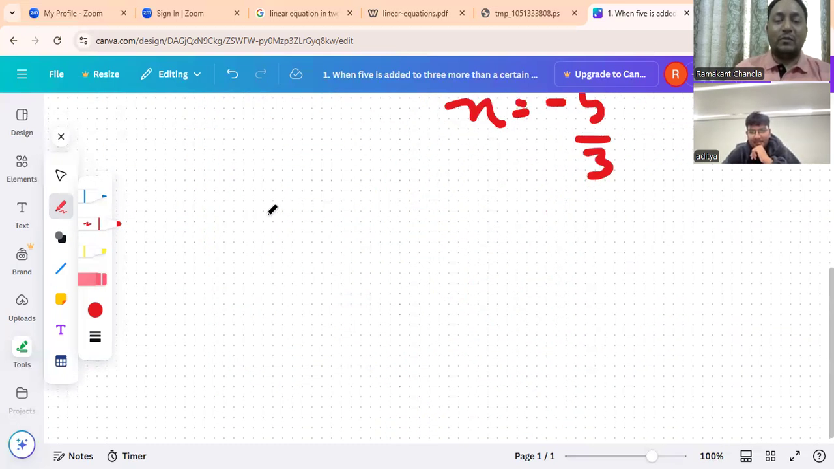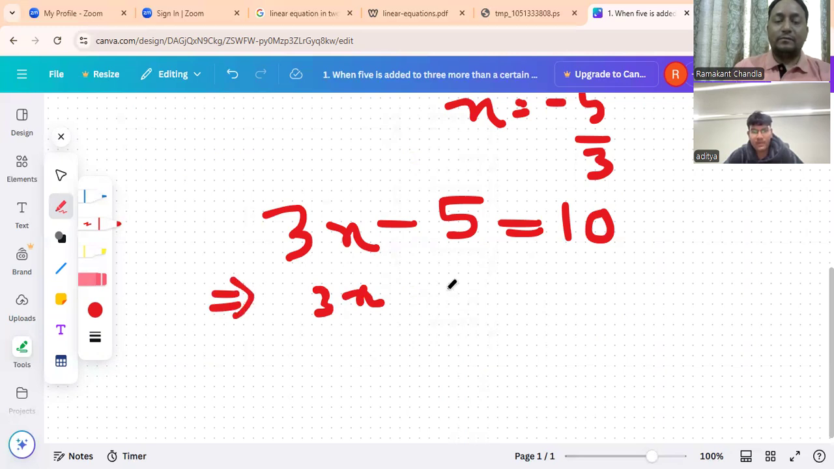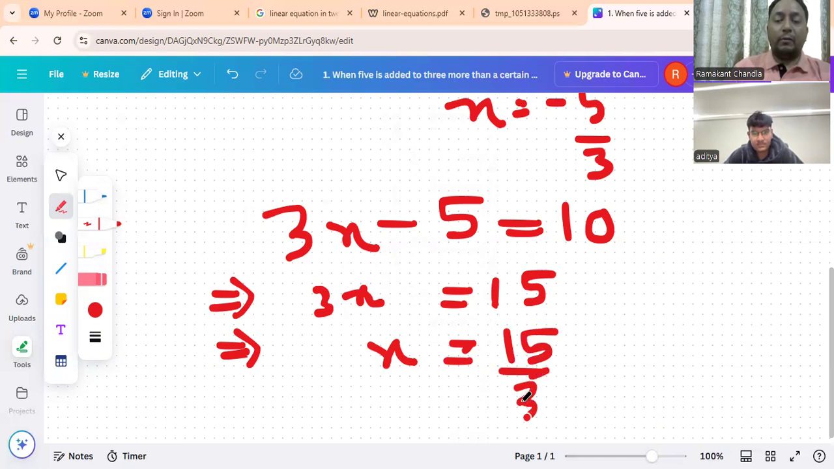The equation should be 3x minus 5 equals 10. In this case, what would be the value of x? The value of x would be 5. Superb. This is the difference. When we start solving these questions, make it short, in English, and read it very properly. We should be able to understand what it's trying to tell you.